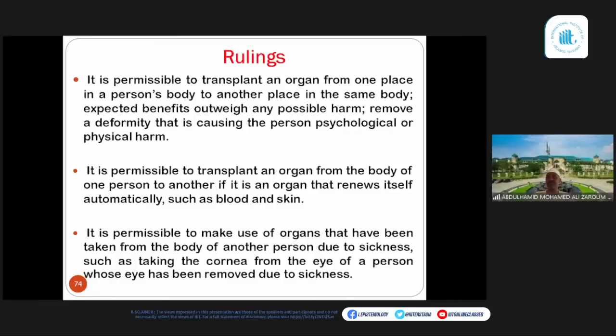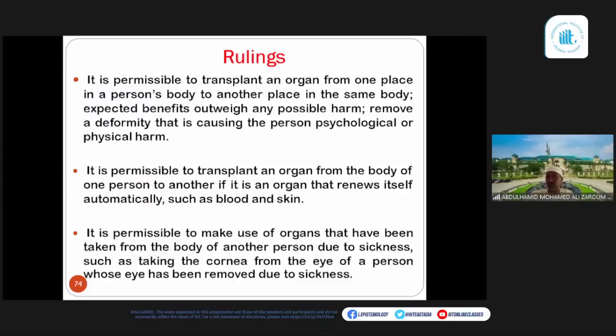So it is permissible to transplant an organ into a person, but this organ should renew itself. It grows by itself automatically, like your blood. You donate your blood because you will have blood again, isn't it? You can't give all your blood, otherwise you will die. So you don't give all your blood, but you donate a portion of it to save others. So your blood will be renewed. تجديد الدم.